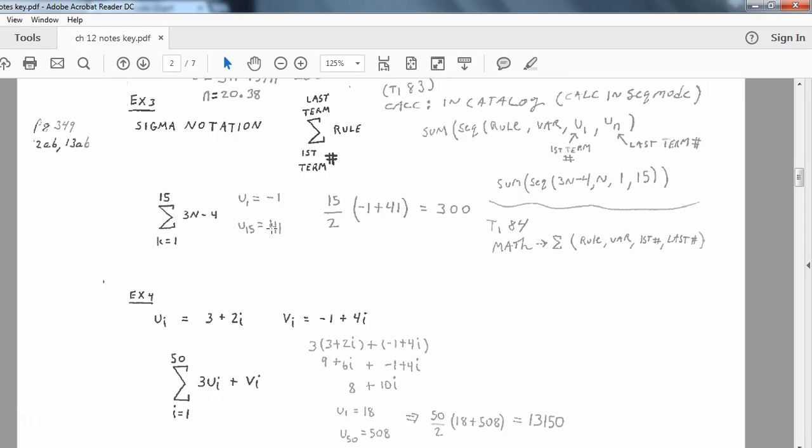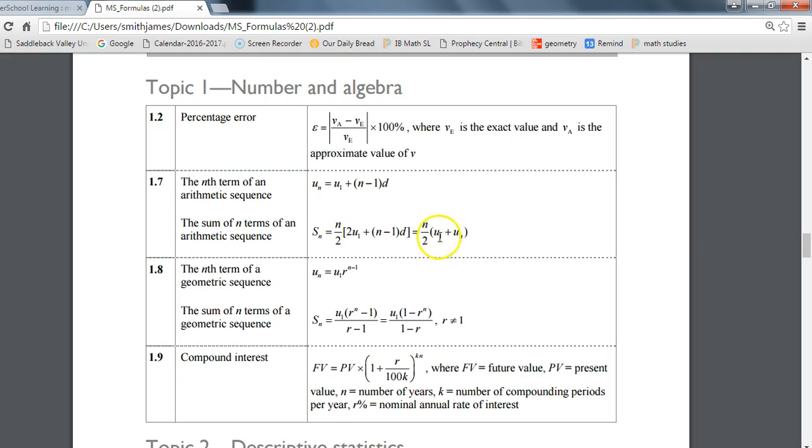So there's two ways to do this. One is with a formula. So we have the shorter formula that I introduced you to. Let me show you that real quick. So that's this one right here.